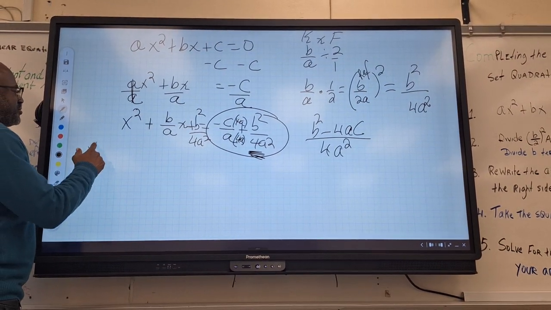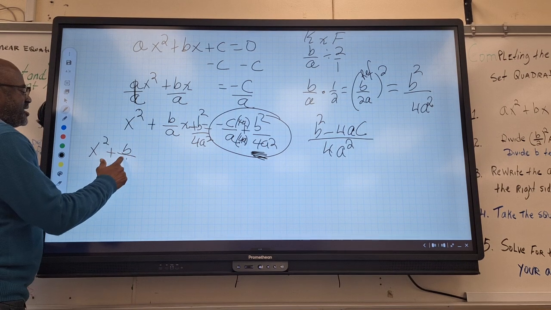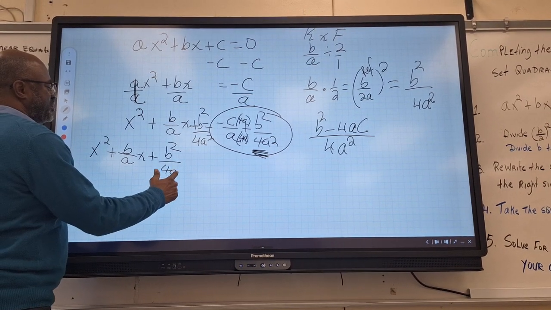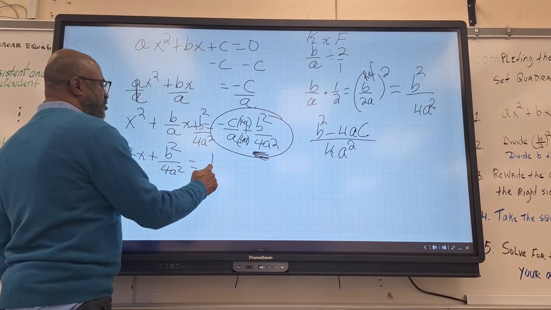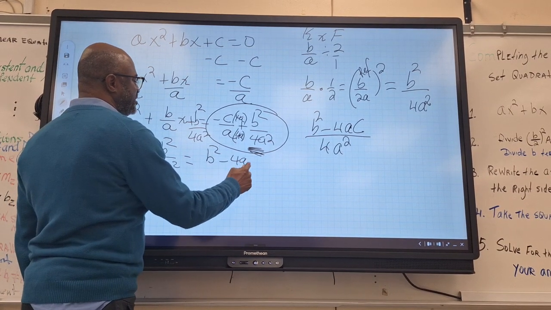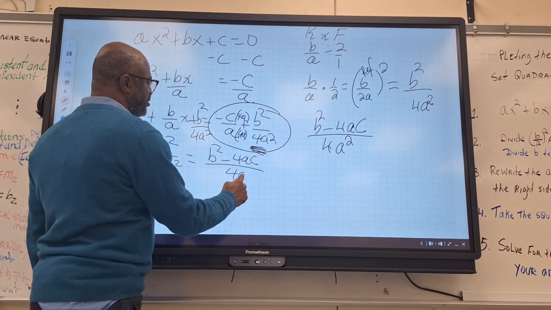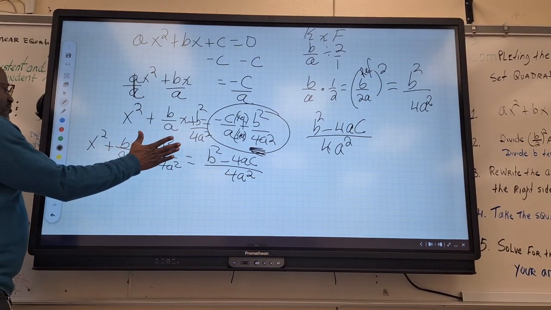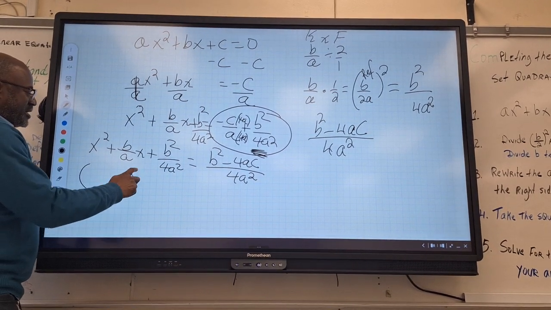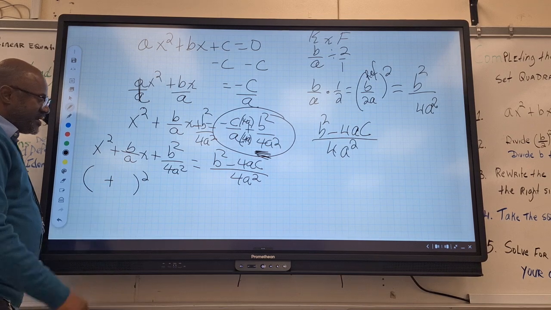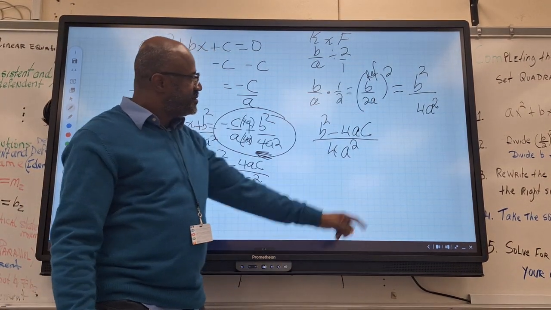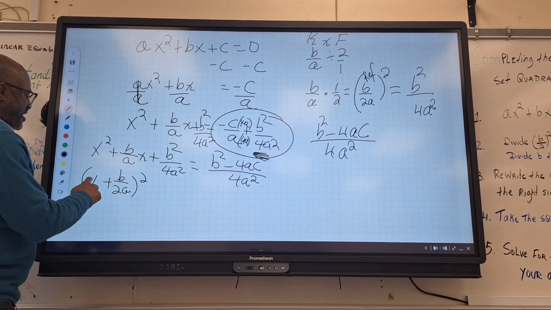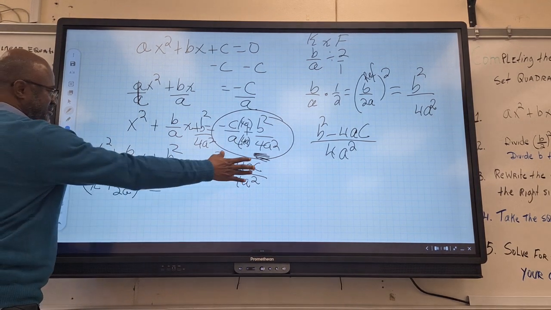So in this case, we'll have x squared plus B over A x plus B squared over 4A squared is equal to B squared minus 4AC over 4A squared. Alright, this is a perfect square trinomial. You're going to rewrite that. It's something squared. And we already kept your reference here. This is B over 2A. Alright? We'll have x plus B over 2A squared is equal to that.